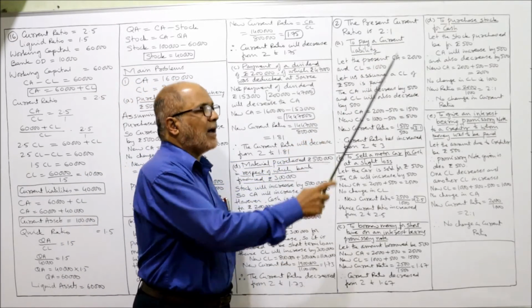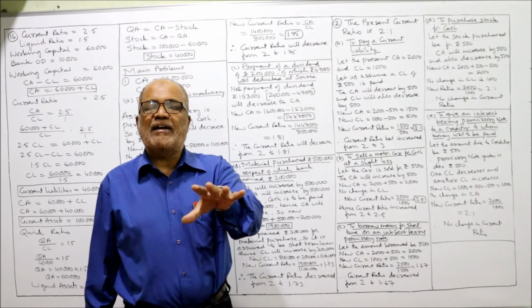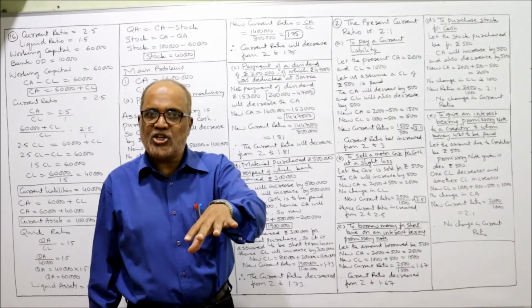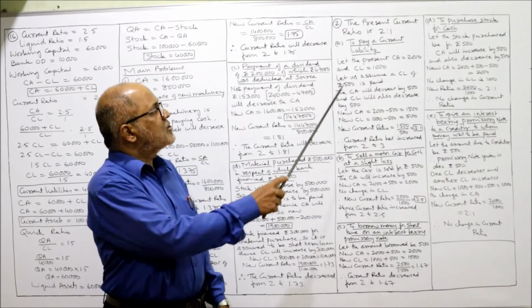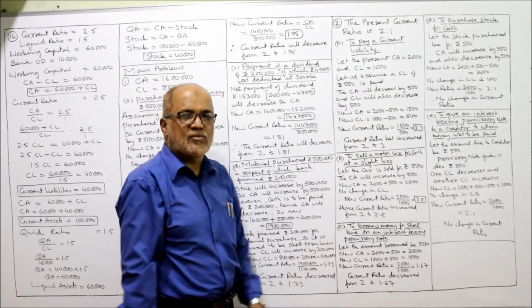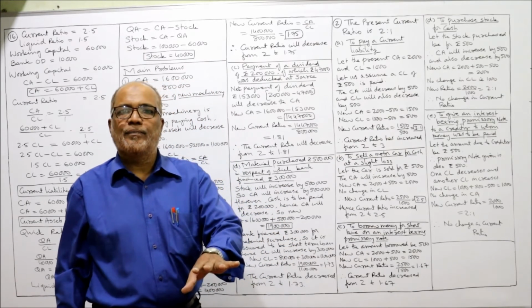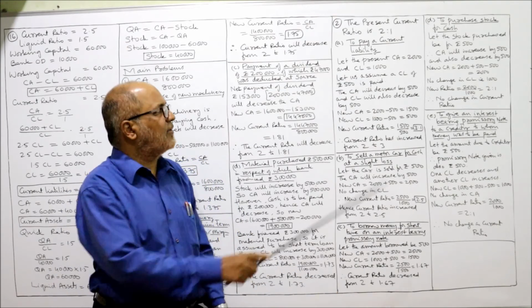To pay a current liability. If we pay a current liability, what will be the effect on the current ratio? Will it improve? Will it decrease or no change at all? We have to see. So let the present current asset be 2000 and current liability be 1000. First of all, we will make an assumption.